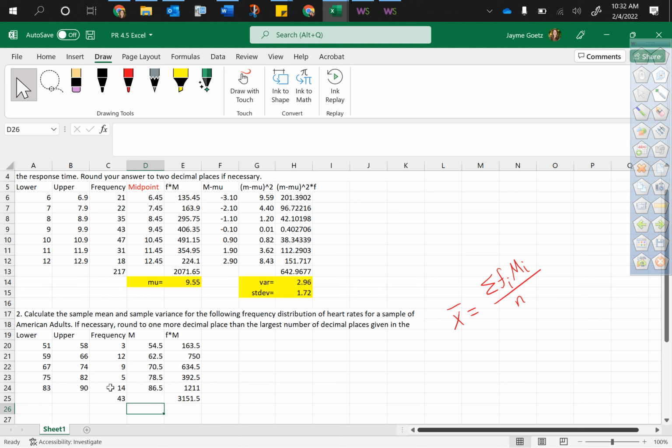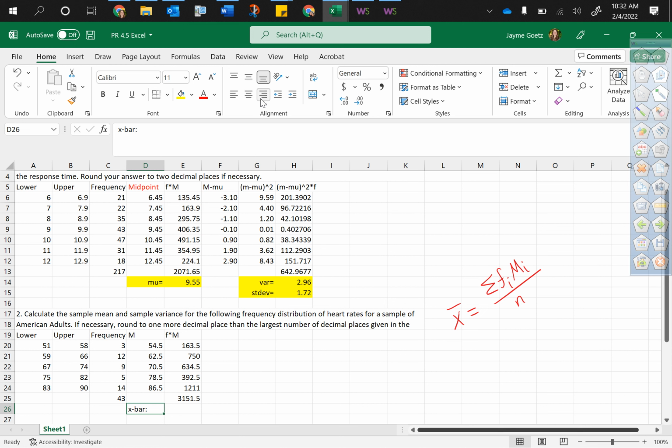Now, to label this one, you can label it one of two ways. So for the one up above, I labeled it mu. This is not mu. So you can label it mean if you want, or you can label it x bar. Either one. You guys know they mean the same thing. Either way you want to label it is fine. But to find it, what do I do? Equals what? That's good. 3151 divided by 43.